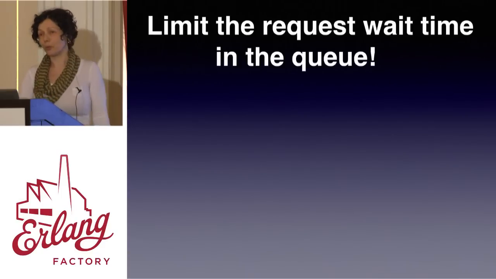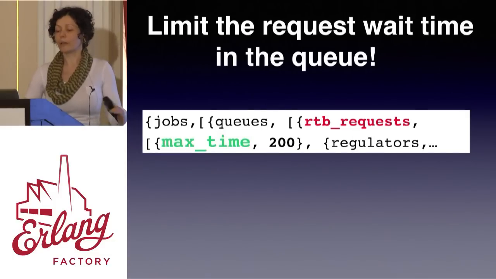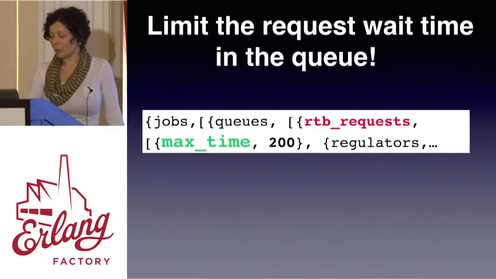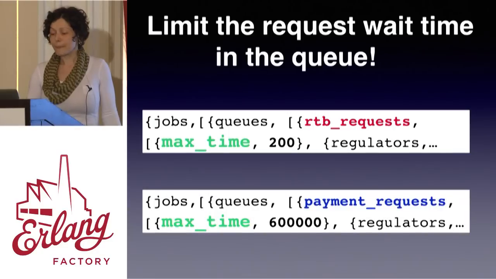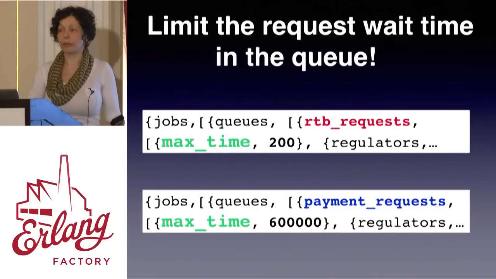So what we can do is limit the request wait time in the queue. And this is how we're going to do it. For our RTB requests, to give them a timeout, we need to create a new queue called RTB requests, and we're going to give it a max time of 200 milliseconds. And we're going to create a new queue, payment requests, and give it a max time of 10 minutes.